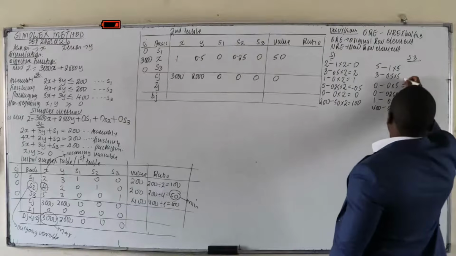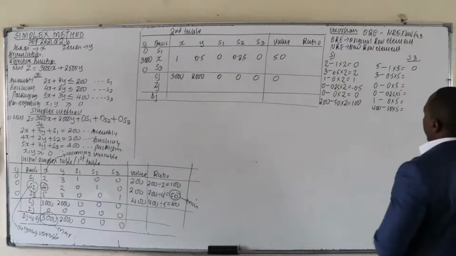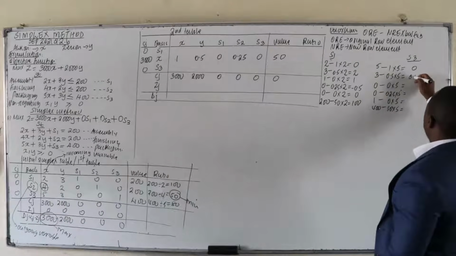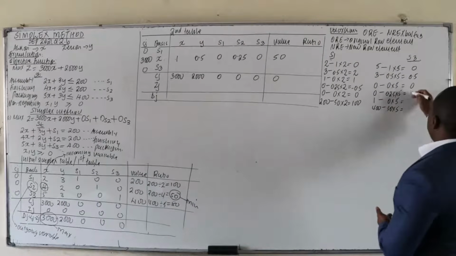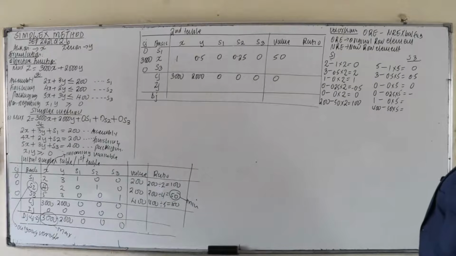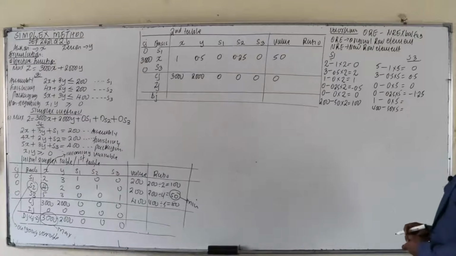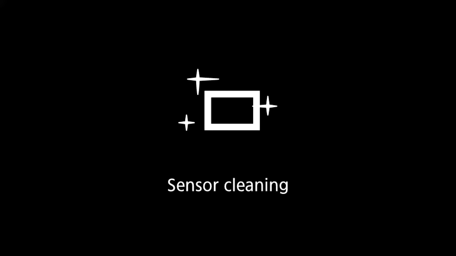And what do you get? Well, you get 0. 3 minus 2.5, you get 0.5. This is 0. Here you get negative 1.25. And then here we have 1. 400 minus 250, you get 150.